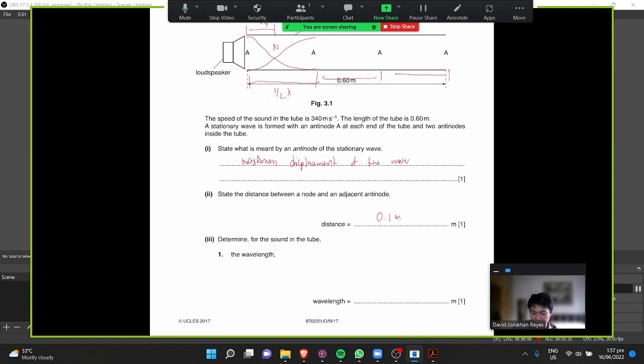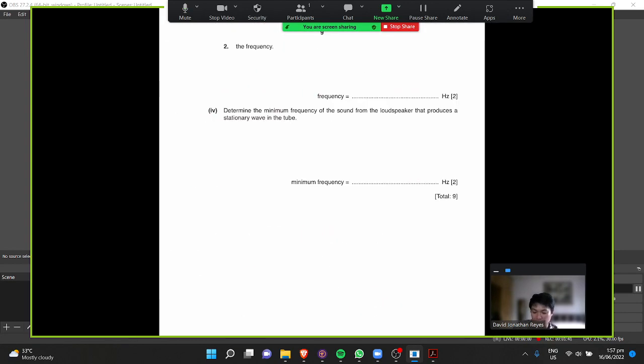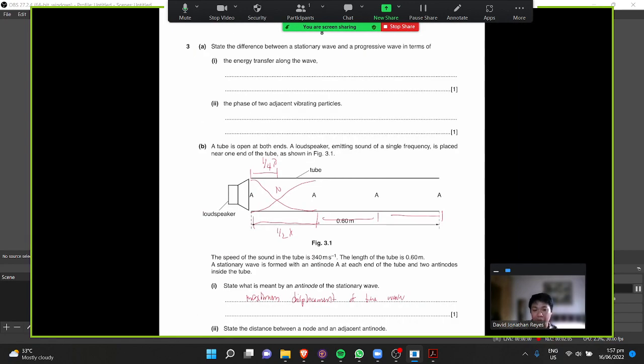So for the wavelength itself, as I mentioned, that's going to be 0.6 divided by 1.5, that leads to 0.4. That is the wavelength of the wave that we have here. Now, solving for the frequency, F equals V over lambda. So that's 340 divided by 0.4. That gives you 850 hertz. Now, 850 hertz is for this pattern that you have here.